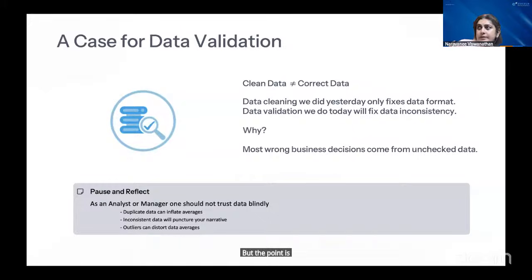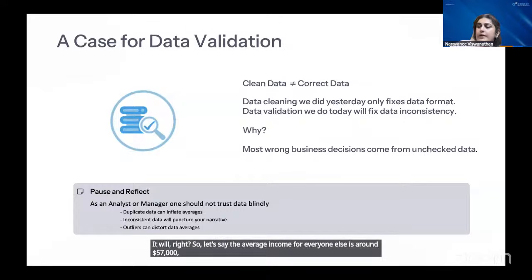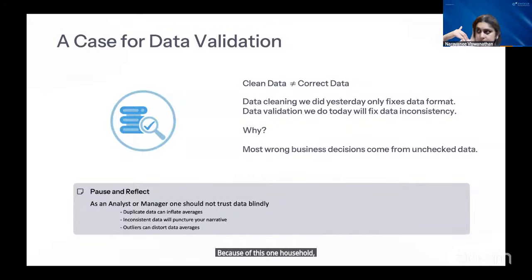But the point is, is keeping this data going to alter my average income for the street? If I keep it, will it not alter the average income? It will, right? Let's say the average income for everyone else is around 57,000. Because of this one household, it will come down. It might become 30,000 or 40,000, correct? So this is called data validation. Am I making sense, everyone? Like I showed you, there was one household which had zero income.